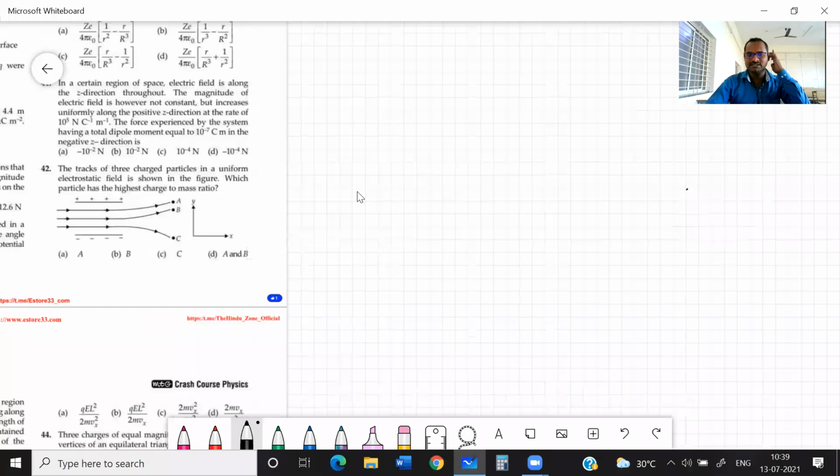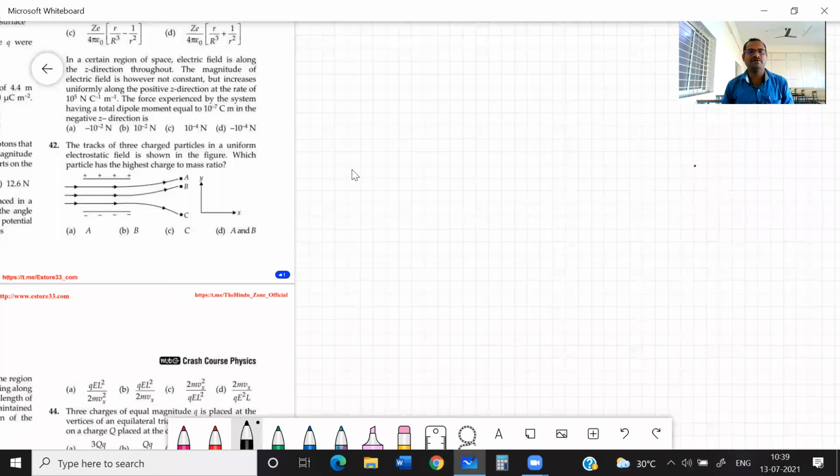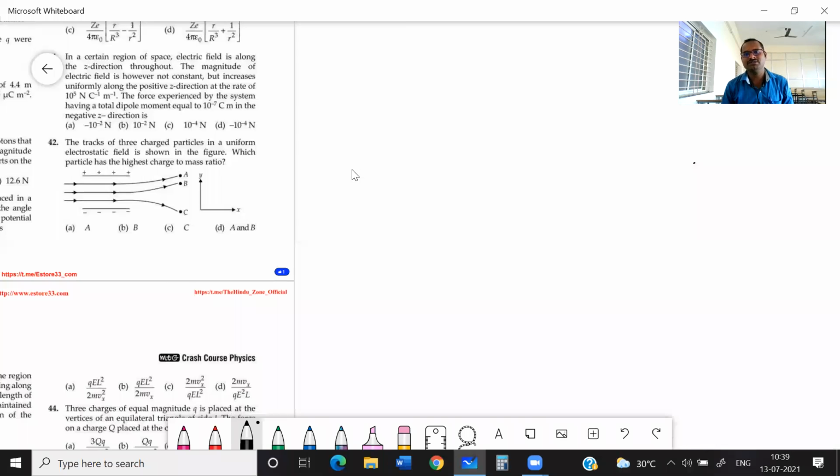Yes, students, in question number 42, this type of question we have already discussed in class. They have given that the tracks of three charged particles in a uniform electric field are shown in the figure. Which particle has the highest charge to mass ratio? The highest charge to mass ratio depends upon how much deflection they are getting. Among A, B, C, whichever is getting more deflection will have the highest charge to mass ratio.